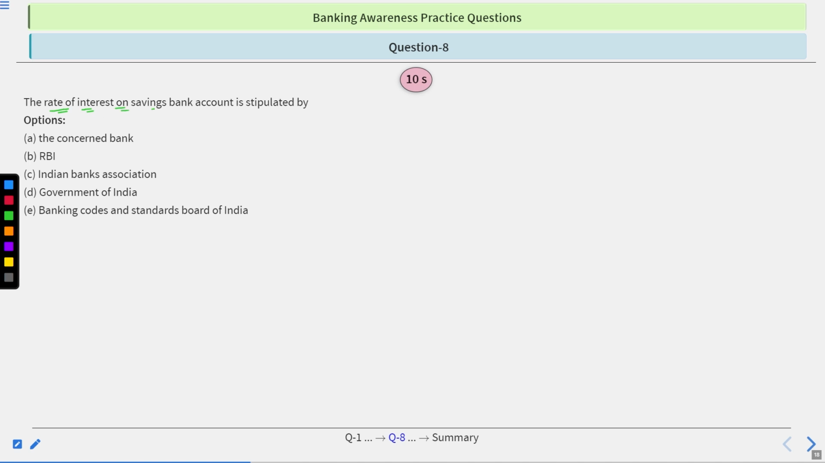The rate of interest on saving bank account is stipulated by: the concerned bank, the Reserve Bank of India, Indian Banks Association, Government of India, Banking Codes and Standards Board of India. To answer this, again 10 seconds you have. Time starts now.